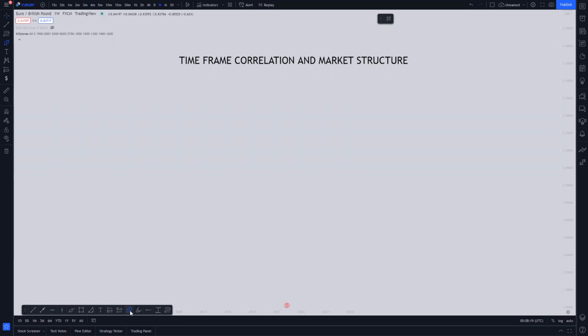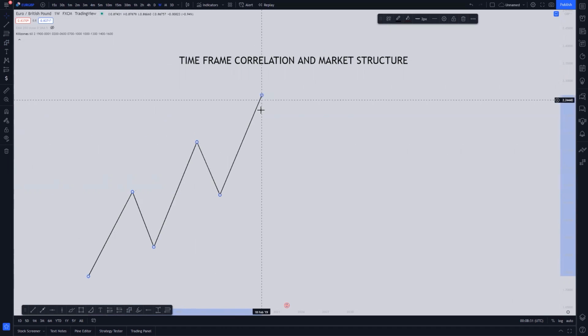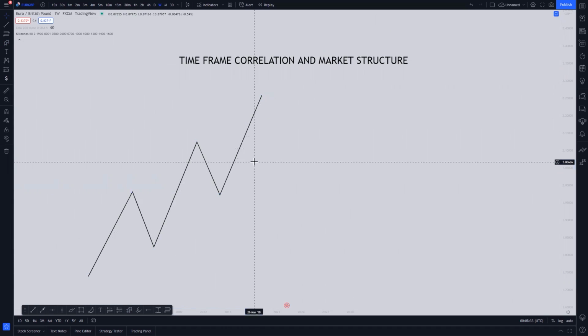Of course, we know that uptrend market structure is when price or market forms a series of higher highs and higher lows. So when price is forming something like this, we say it is in an uptrend market structure. That is, every new high is higher than the previous high and every new low is higher than the previous low.